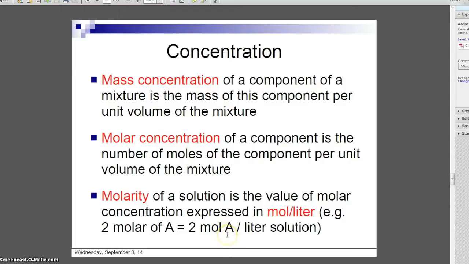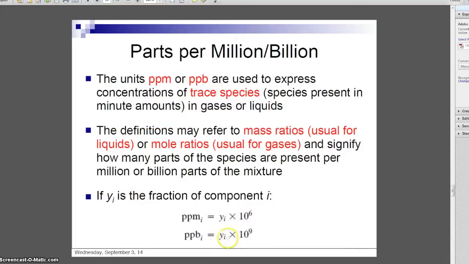The next part is parts per million and parts per billion. The units ppm or ppb are used to express concentration of trace species, which are very rare species to be traced. What's an example that I could think of is heavy metals or precious metals. Sorry, I'm stuttering just now.